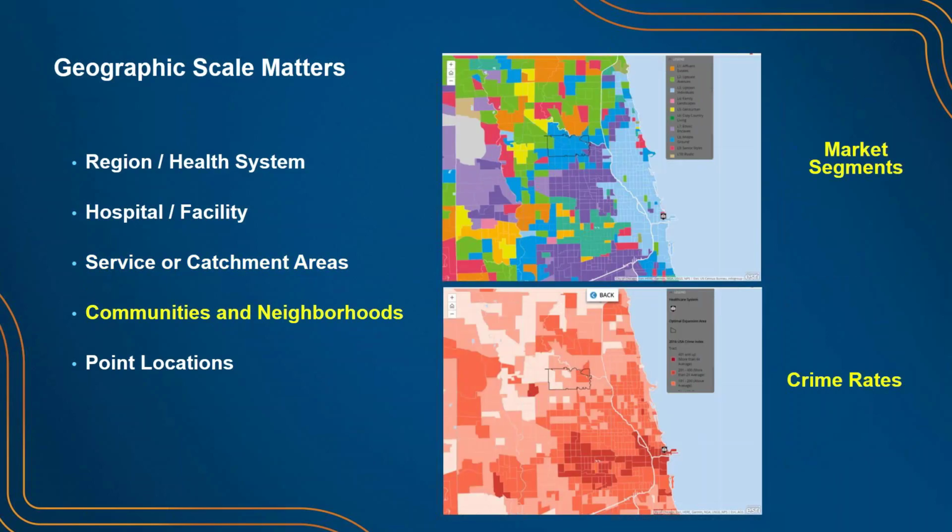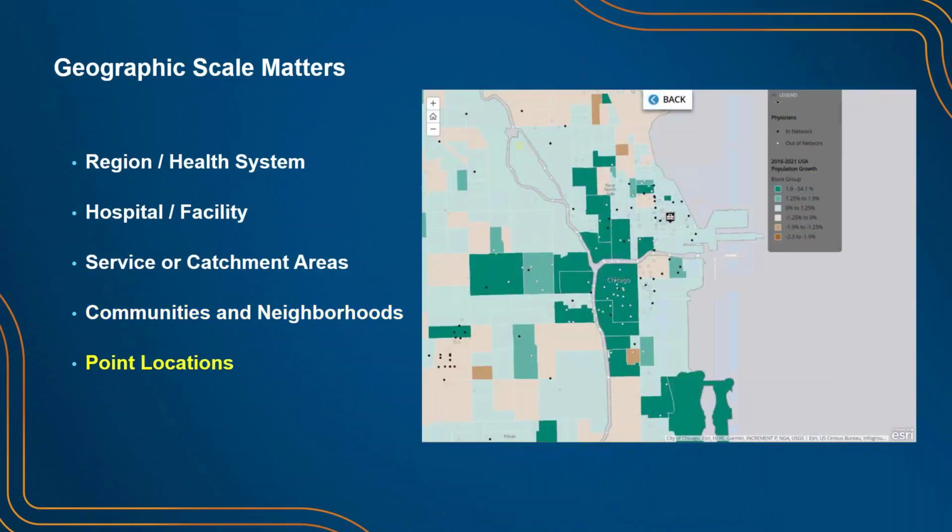To better understand your customers or your patients, you're likely going to need to understand the communities or neighborhoods in which they live. That might mean that you need to see census tract or block group information on data like market segmentation or area crime rates. And there are times when you really need to know the exact location of something so that you can take action. For example, you need the practice locations of out-of-network physicians in your planned expansion areas so you can tailor your recruitment strategy.